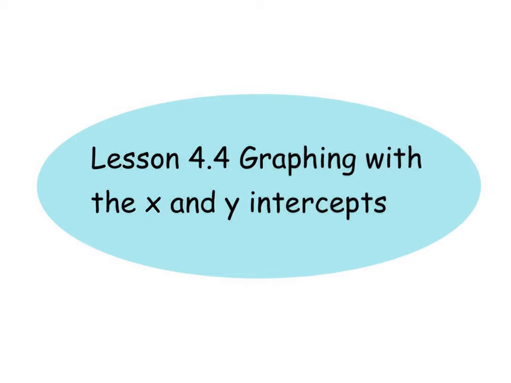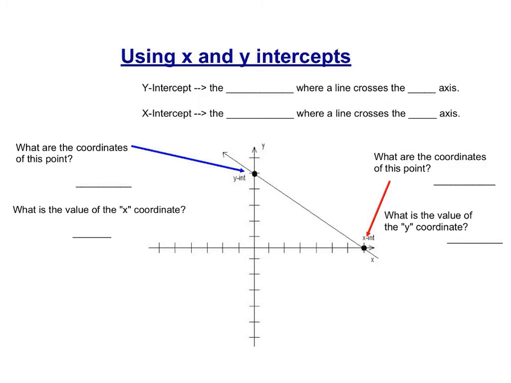We have learned to graph linear functions by making input and output tables, graphing those ordered pairs, and then connecting them to make our line. We're going to look at a second way that we can graph a linear function using the x and y intercepts. The y-intercept is the point where a line crosses the y-axis, and the x-intercept is the point where a line crosses the x-axis.